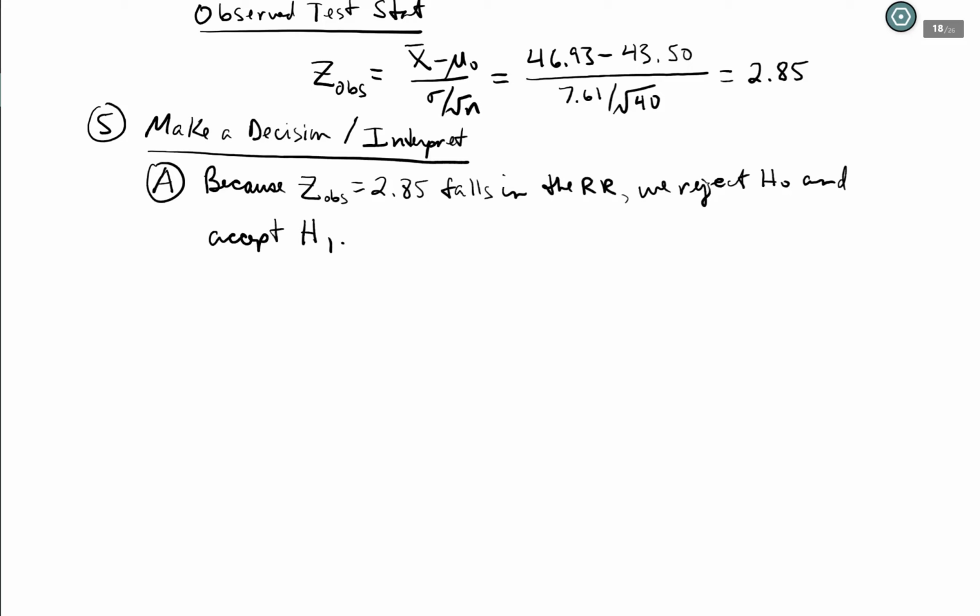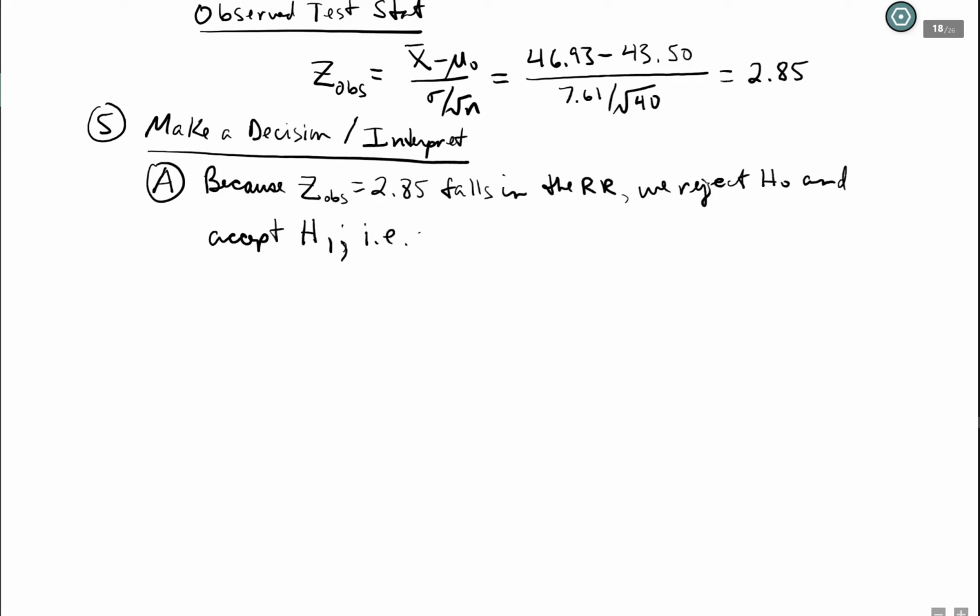Okay, that's the decision part. It's kind of a mechanical thing. You just look to see, does the test statistic fall in the rejection region? And it does. So we reject H naught and accept H1. We have strong evidence for H1. Well, what does that mean in the context of this problem? What that means, in other words, so I'm going to put a semicolon there.